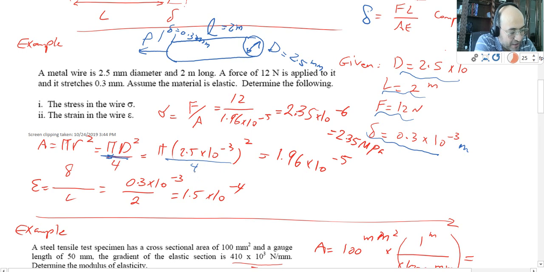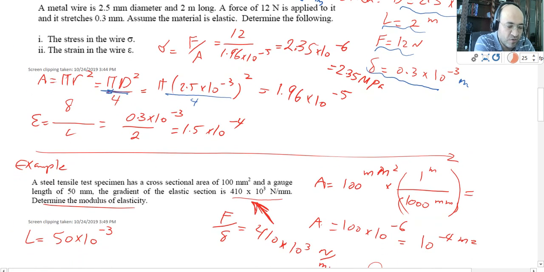Then you can calculate the area. Once you found the area, you already have the force, which is 12. You divide it by the area. This will give you your answer. On the other hand, for the calculation of the epsilon, which is the strain, we use the delta over L. Delta is 0.3 divided by 2, and then that will be the amount of strain that we have. Again, strain looks like a percentage.